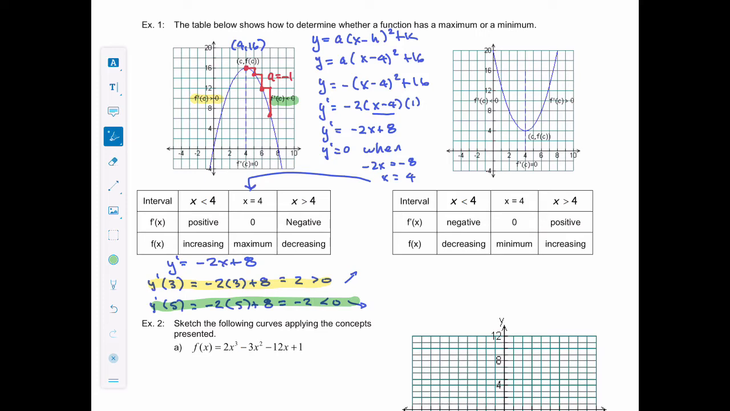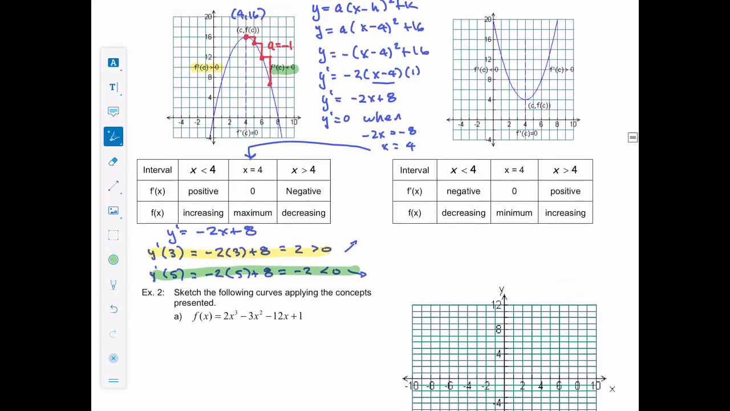The second example is pretty much the same thing. We can do it in vertex form. We cannot do it in standard form. Sorry, we cannot do it in factored form. We can prove it the exact same way. Just the opposite thing is happening, right? So I'll leave that for you to mull over.